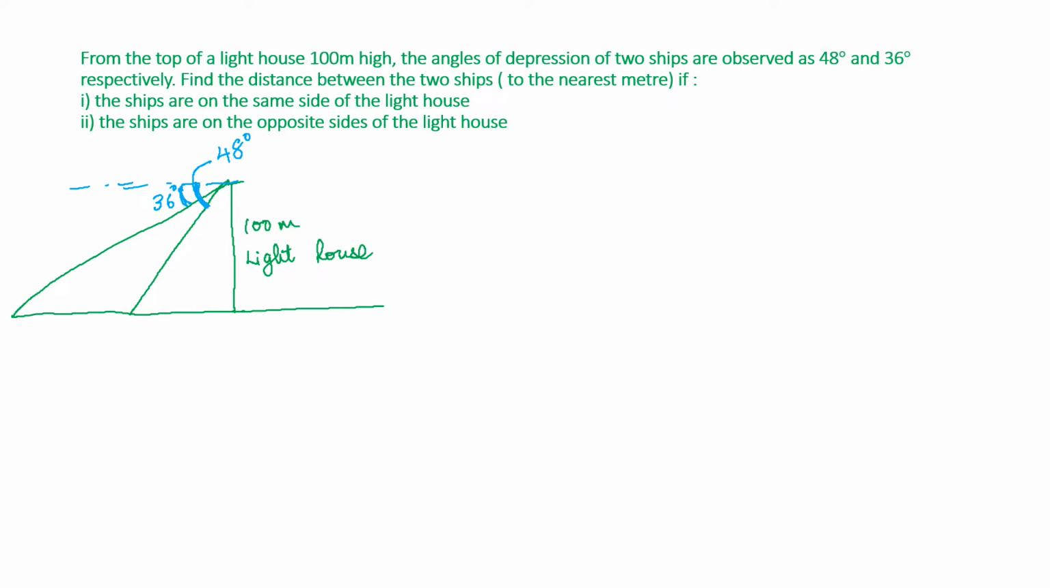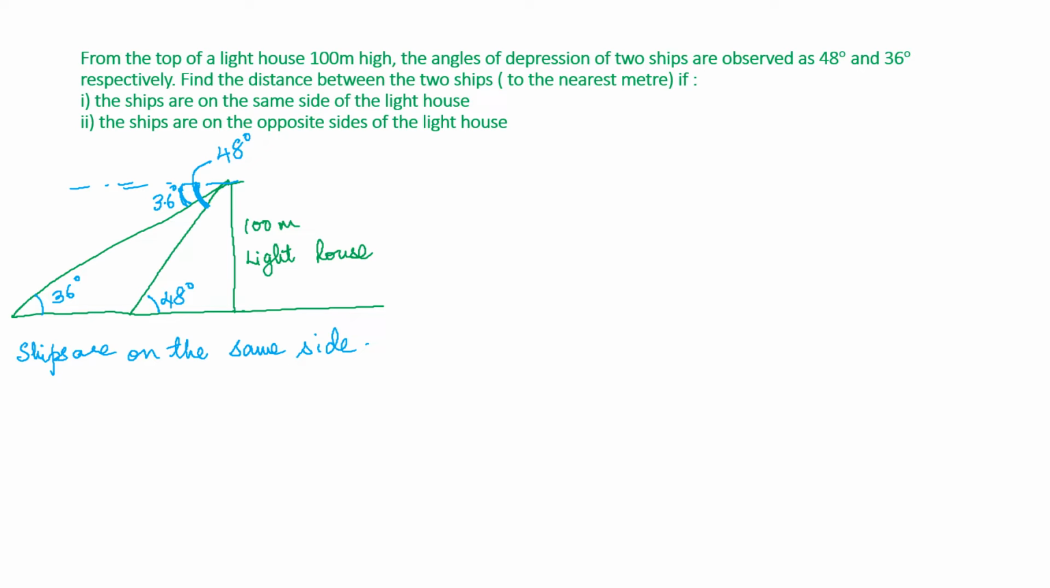If this is 48, that means this alternate interior angle is equal to 48 degrees, and if this is 36, this is also equal to 36 degrees. This is when the ships are on the same side.